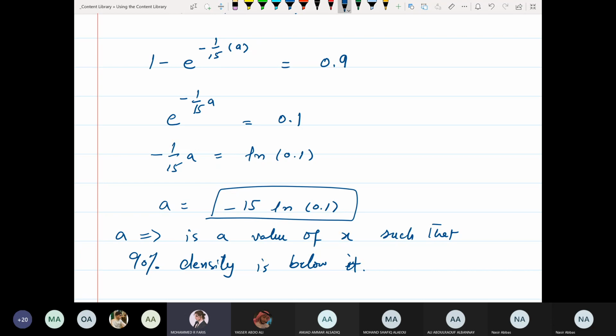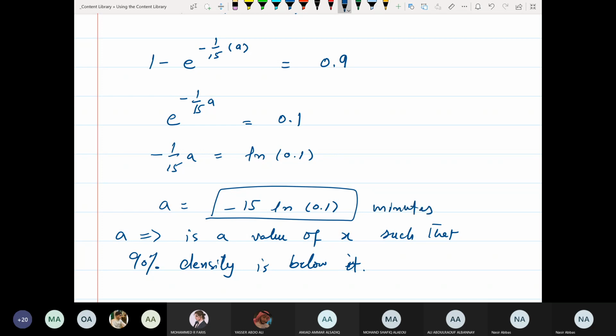Doctor, could you repeat your question? The question is, we found the final answer A to be minus 15 times natural log of 0.1 and this is negative. Can you see it is negative? Yes, but A is a percentile of x. X is time. So we are saying that 90% of the times you will have an event happening within this time period. And the time period is minus 15 times natural log of 0.1 minutes.